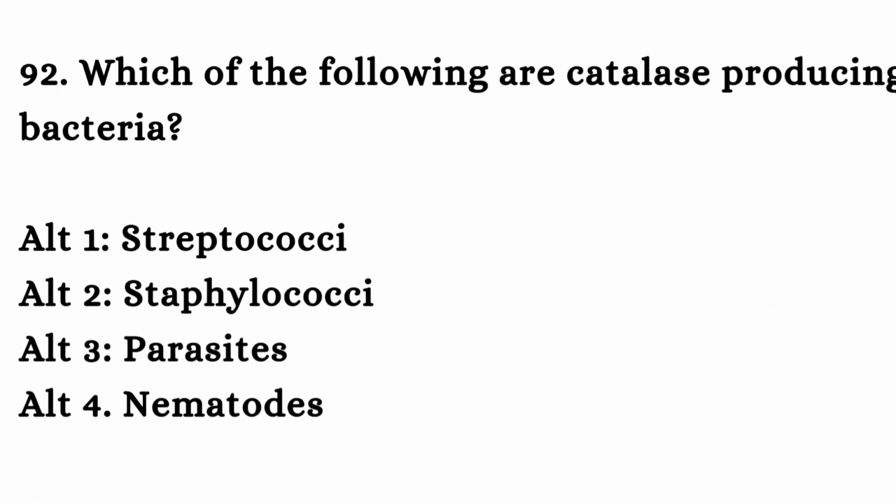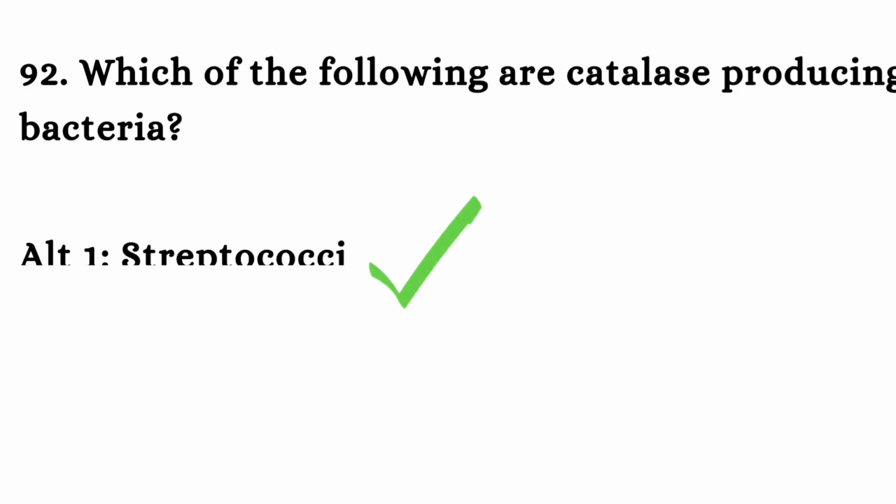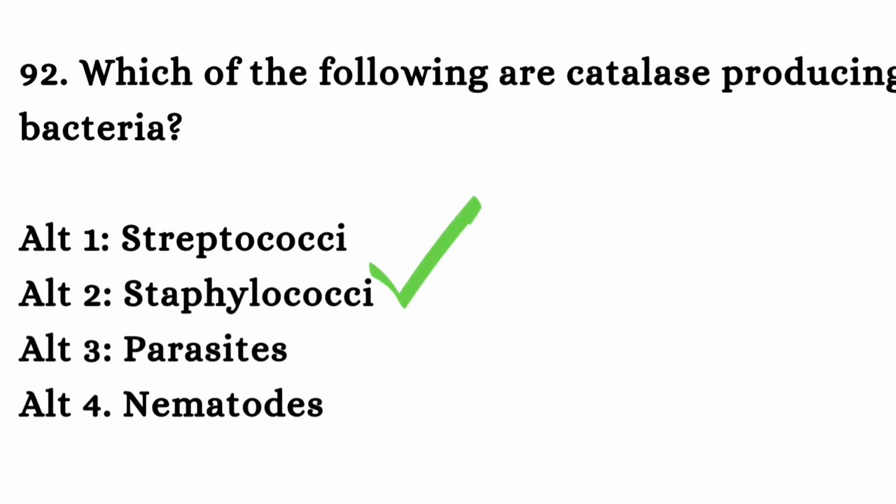Next question. Which of the following are catalase producing bacteria? Option 1 streptococci, option 2 staphylococci, option 3 parasites, option 4 nematodes. Which will produce catalase? The right answer is option 2 staphylococci. Catalase positive bacteria are staphylococci.